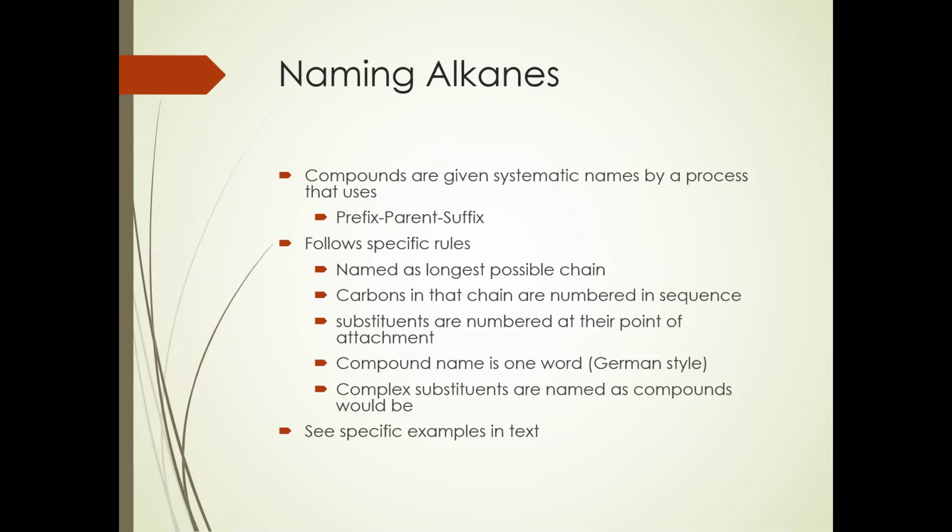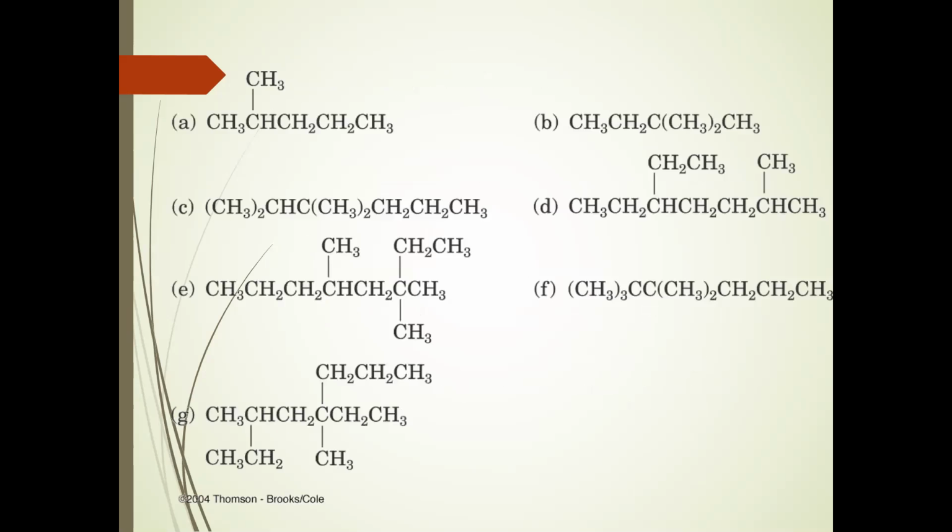Naming alkanes. Compounds are given systematic names by a process that uses prefix, parent, and suffix, and follows specific rules. The compound is named as the longest possible chain. Carbons in that chain are numbered in sequence. Substituents are numbered at their point of attachment. The compound name is one word, German style. Complex substituents are named as compounds. We will see specific examples in the text here, as you can see.